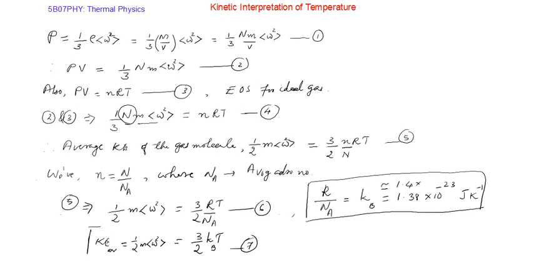And this equation will help us to interpret the idea of temperature using kinetic theory. Let's go to the kinetic interpretation. Now you can just rearrange this expression. I can rearrange this expression, and I'm just using the space here.